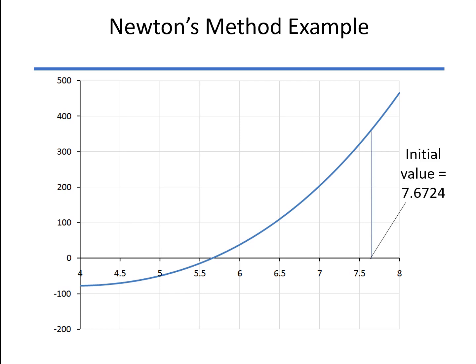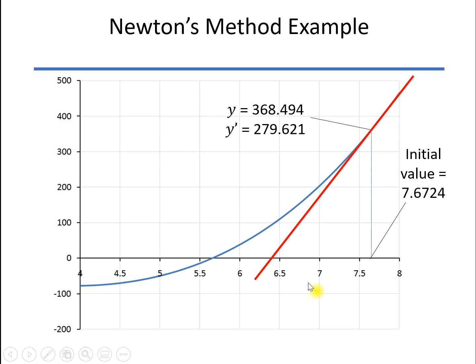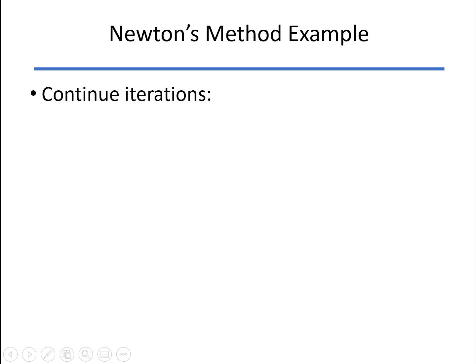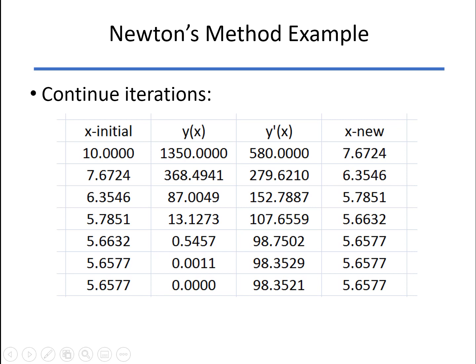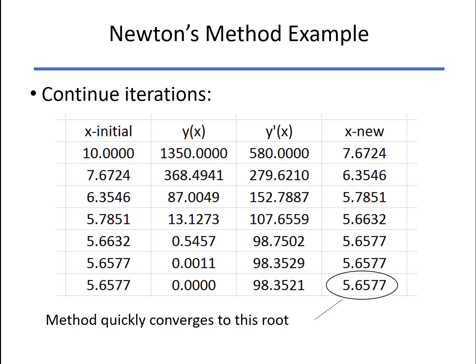Again, showing that, after the first iteration, that was our value of x. We calculated y and y prime. We project a line with the slope of y prime, and where it intersects, this becomes our new guess value, 6.35. So you can see we're getting close to this actual root right here pretty quickly, in a couple of iterations. And if we continue that, you can see it took very few iterations to get down to the root of 5.6577, out to 4 decimal places anyway.